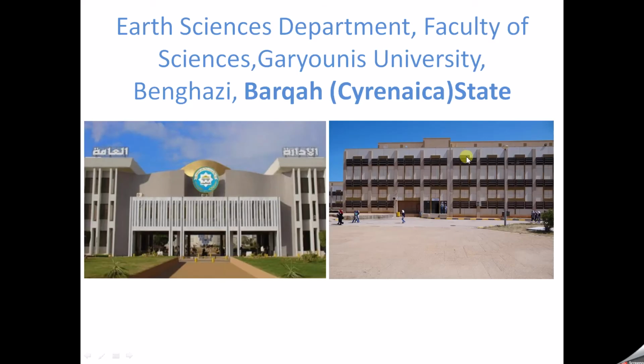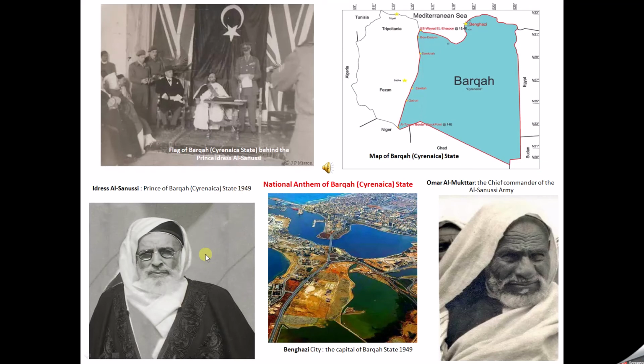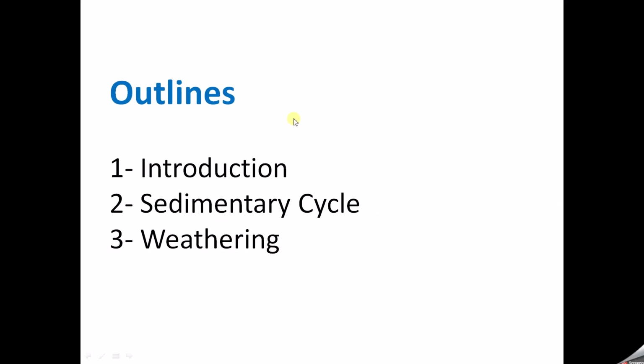This is the Earth Sciences Department at Garyounis University, and this is the main entrance of the university. This is the Prince of Cyrenaica, Idris Sanusi, and this is the flag of Cyrenaica State behind Prince Idris, and this is Benghazi city, the capital of Cyrenaica. This is Omar al-Mukhtar, the chief commander of the Sanusi family, and this is the map of Barqa State, or Cyrenaica State.